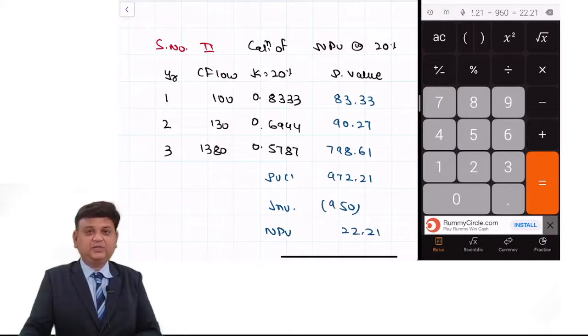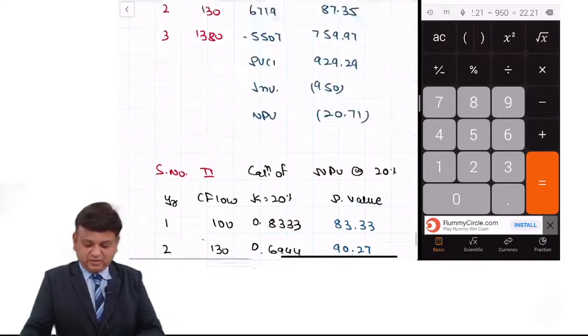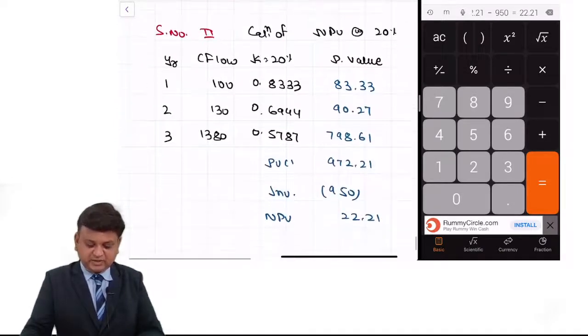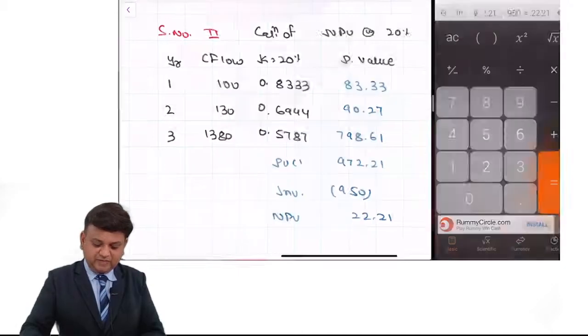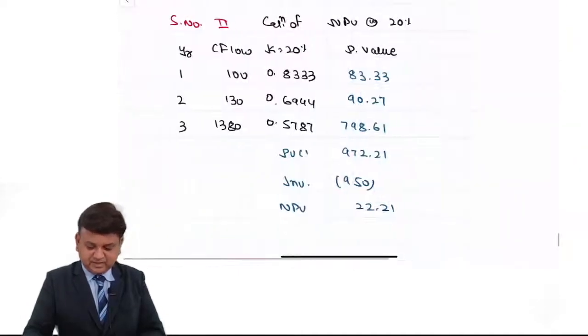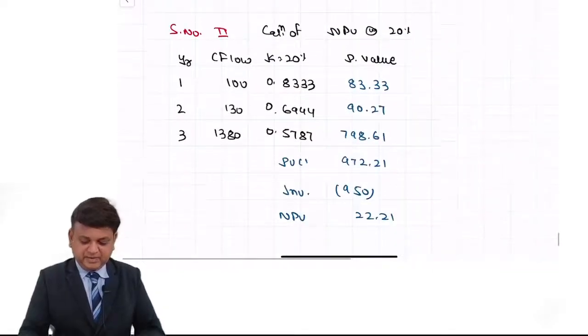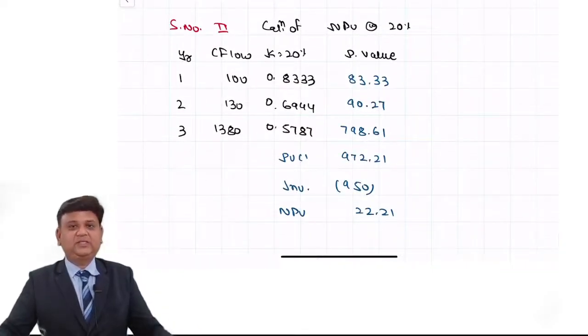Once we make the calculation of the NPV, we can see that this time it is positive NPV. So we have got negative NPV at 22%, positive NPV at 20%. Both of them will be interpolated, and based on that IRR will be calculated. Please make calculation of IRR and put your answer in the chat box.